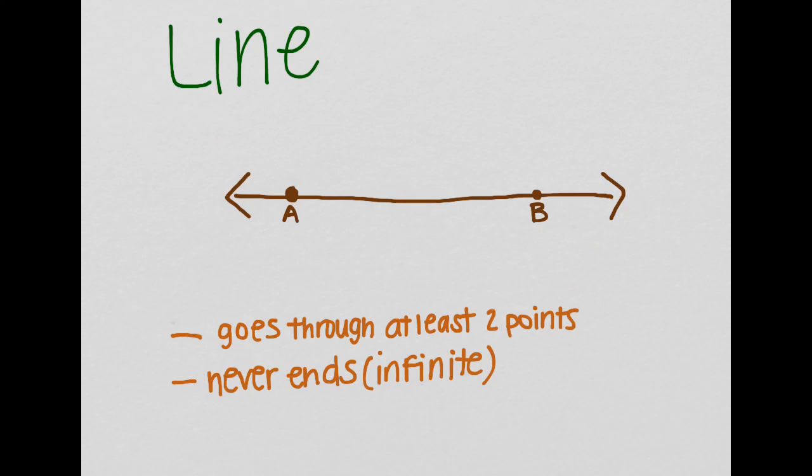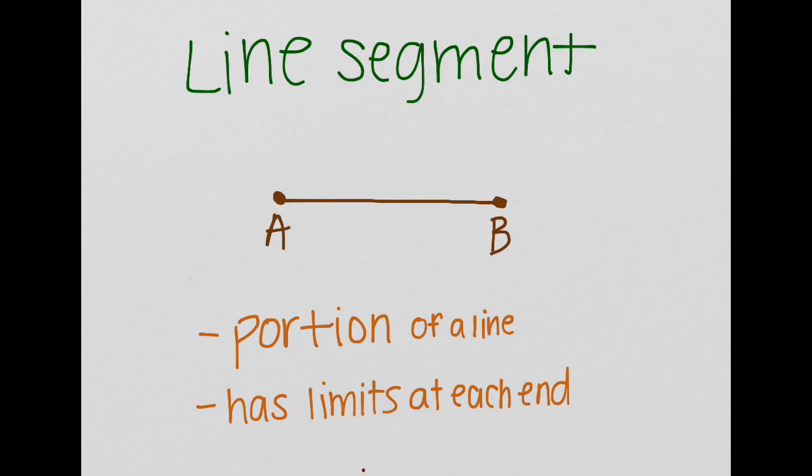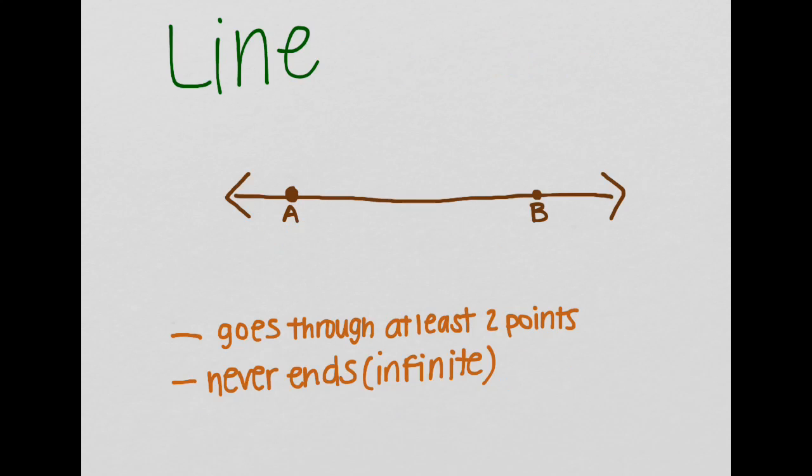Okay. Next, we have the line. Now, the line goes through at least 2 points, which in this case are A and B, and it never ends. It's infinite. So when you say draw a line for a picture, let's say, you're actually telling them to draw a line segment, which has limits at each end. It's just a portion of a line, because a line goes to infinity.